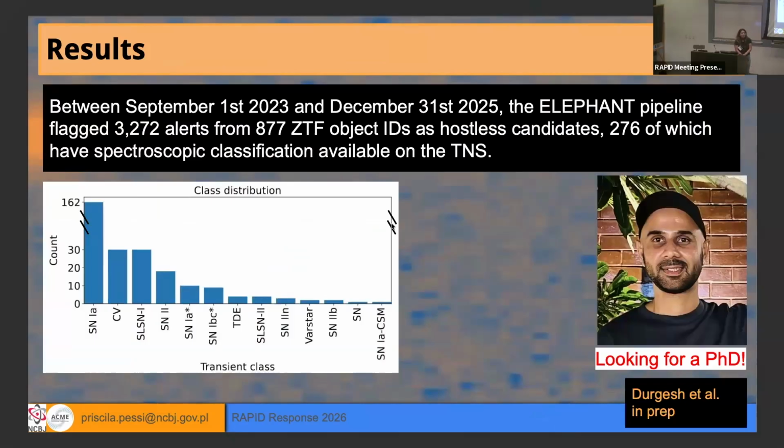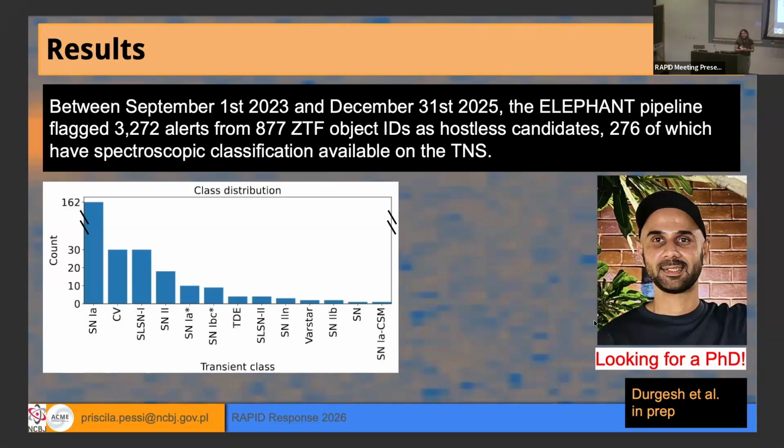Well, we have found many things, and we are trying also to characterize our pipeline. This is the work led by Rupesh Durgesh, who is also looking for a PhD position. So if you want someone that is highly skilled in dealing with alerts, let me know. I will tell him to apply.